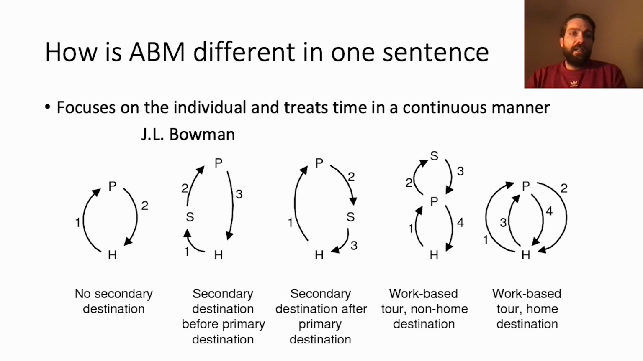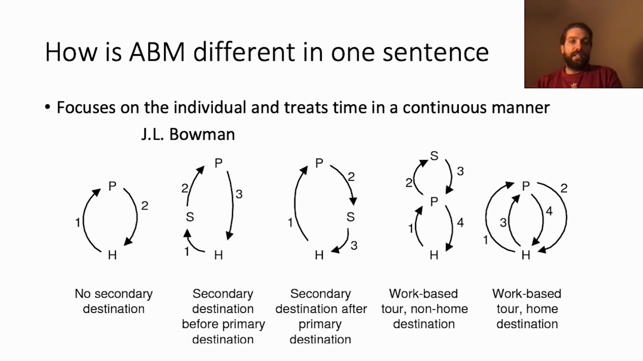In one sentence, sourcing this to one of the big experts of activity-based models, Professor Bowman, the activity-based models focus on the individual and treat time in a continuous manner. This is the big difference from the traditional four-step models in one sentence.